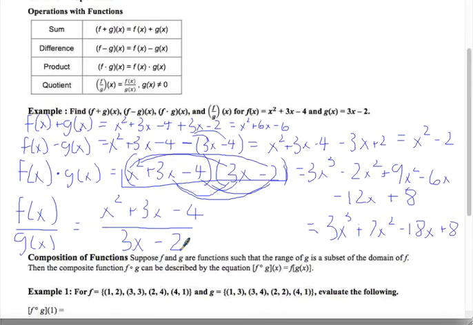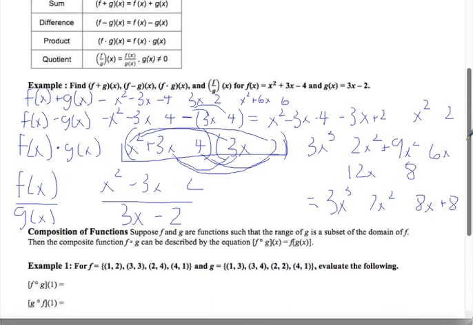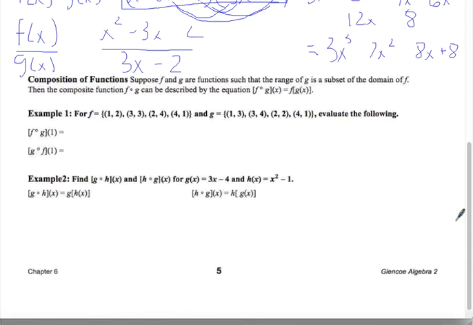So composition of functions is a new concept. Suppose f and g are functions where the range of g is a subset, and that just means the range of g is contained in the domain of f. Then the composition is denoted like this, an open circle, f of g of x. What we do is find g of x and then input that as the new input to f of x. So we say f of g of x.